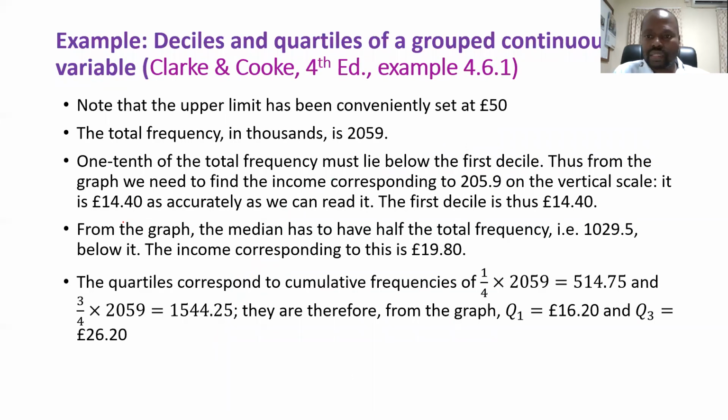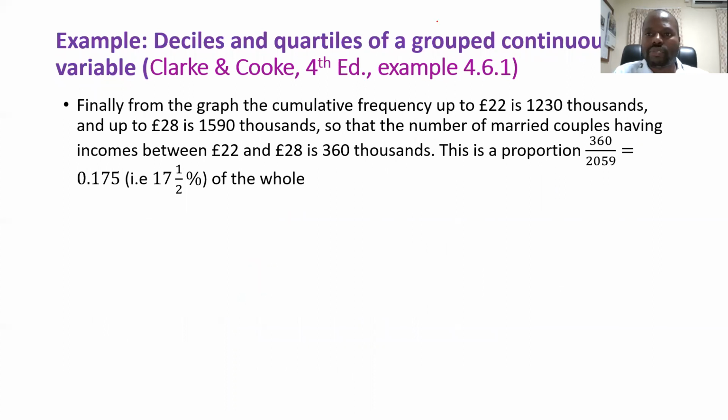But the answer which is a bit more accurate is, I think, 360. So if you use the graph paper, you'll be a bit more accurate. The cumulative frequency up to 22 is 1230. I was putting it at 1,200. And this one now, I was putting it at 1,600. This is 1,590. And the difference is 360.